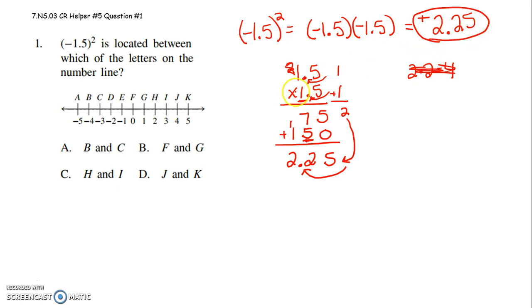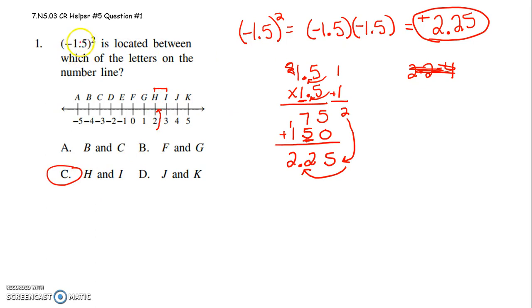2 1/4. 2.25. 2 25/100. What's that between? That's somewhere in between 2 and 3. It's about 1/4 of the way in between. So it's located between H and I.